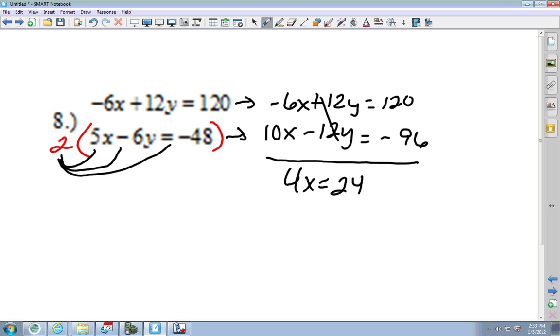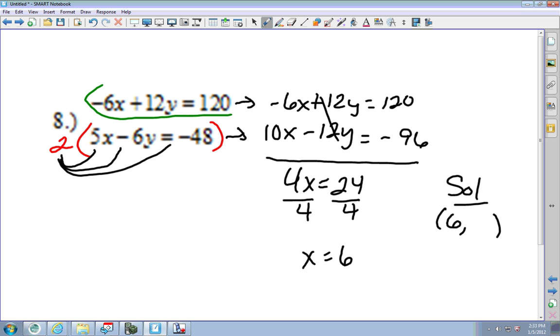From here, go ahead and solve. Divide by 4 to each side. X equals 6. My solution is 6 and then some number. I need to find the y. Doesn't matter which equation you choose. I'll just go ahead and take the top one. Bring this down here.